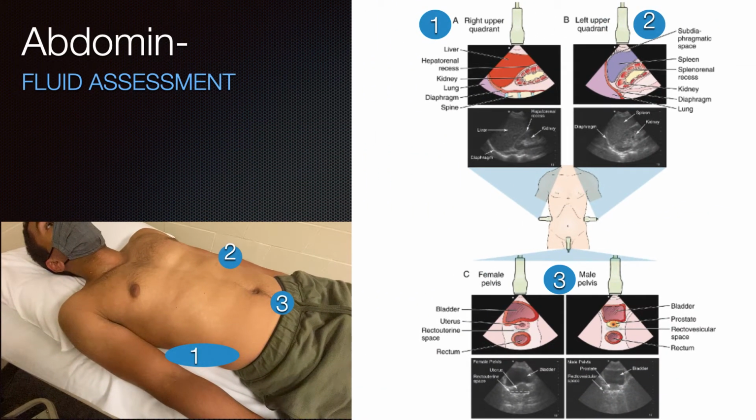First, the right upper quadrant, number 1. Number 2 is the left upper quadrant, the spleen. Number 3 is the fluid around the bladder.